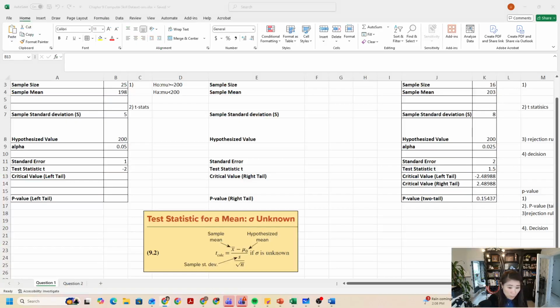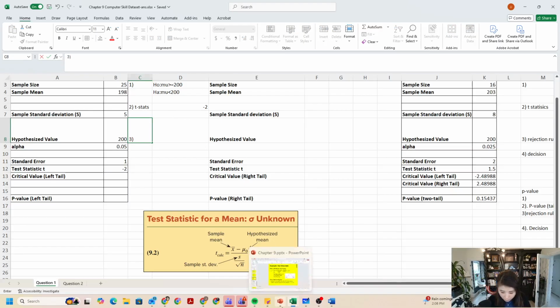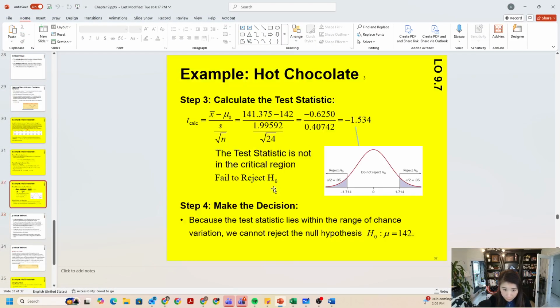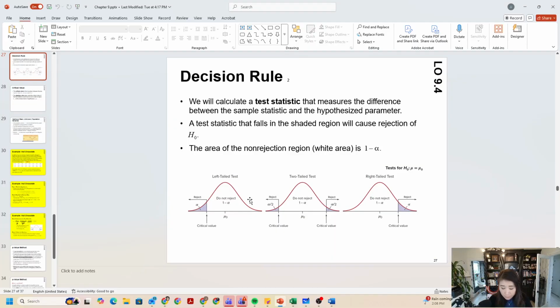Okay, so we are able to calculate the t-stat here, which is -2. Perfect. Now let's move on to step number 3, the rejection rule. The rejection rule in this case, since it's a left tail test, let me pull this one out again. If you think about the left tail test, it is trying to identify this critical value.